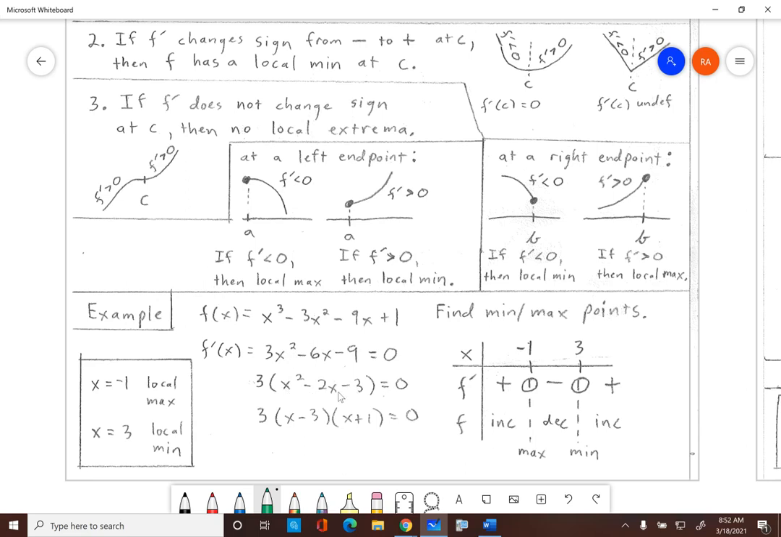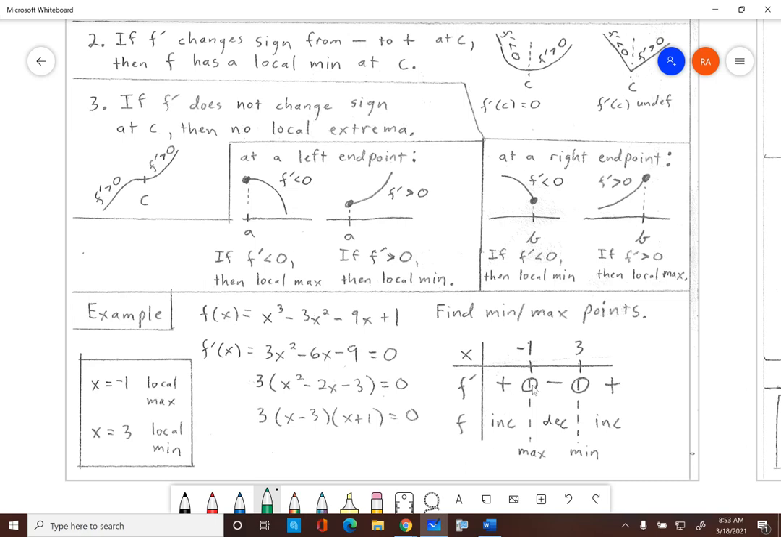And then this factors to x minus 3 times x plus 1, two numbers that multiply to negative 3 and add to negative 2. So I'm going to list out on a number line those critical points, negative 1 and 3, and then dash down.